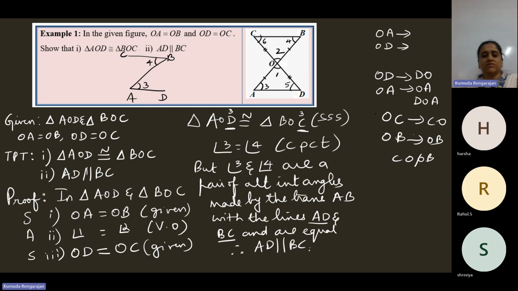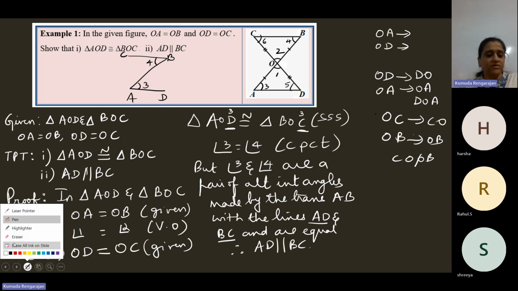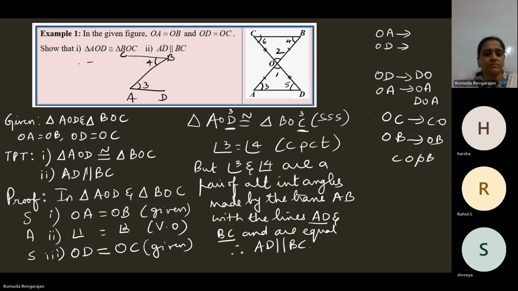The same thing you can say with 5 and 6. You can either say angle 3 is equal to angle 4, or you can say 5 is equal to 6. Angle 5 is equal to angle 6 CPCT, but angle 5 and angle 6 are a pair of alternate interior angles made by the transversal CD with the lines BC and AD, and the alternate angles are equal. Therefore, the lines are parallel. AD is parallel to BC. All right.